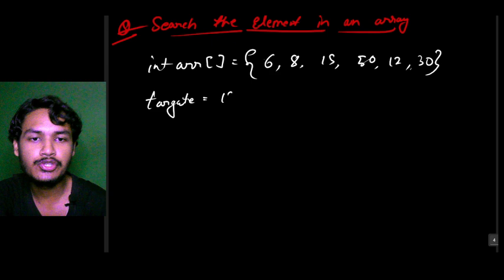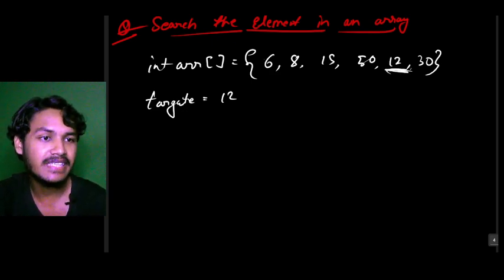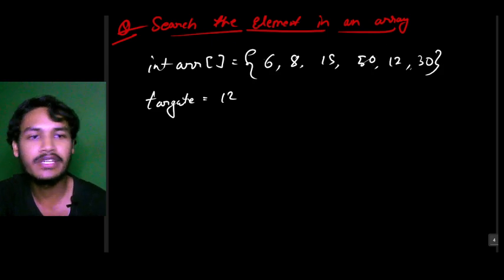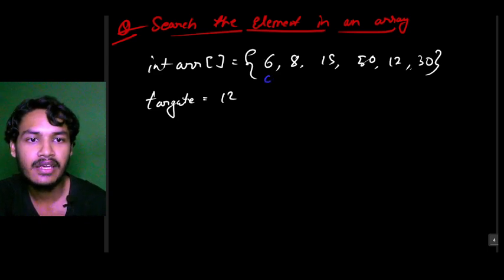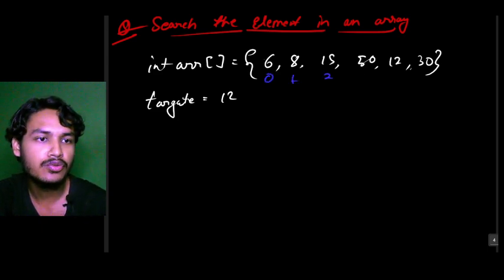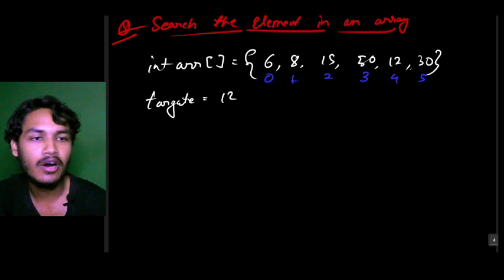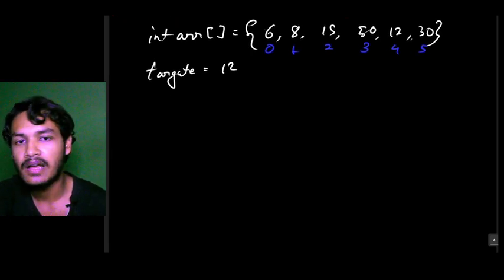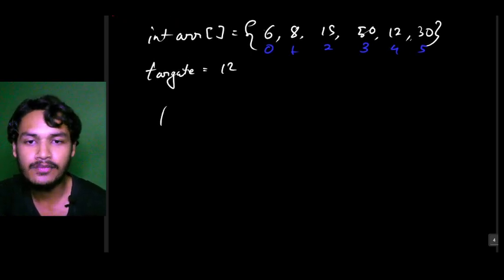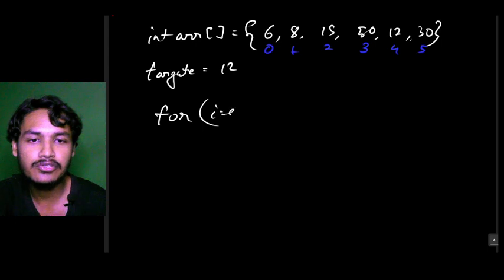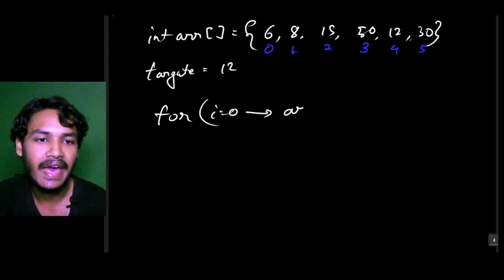And I'm giving you the target. You have to search 12. So you have to return the index of this element. What is the index? Index always starts from 0, so the index will be 0, 1, 2, 3, 4, 5. So the answer will be 4. So how can you do so? Definitely you will run a for loop. You will run a linear search from i equals 0 till the array size.